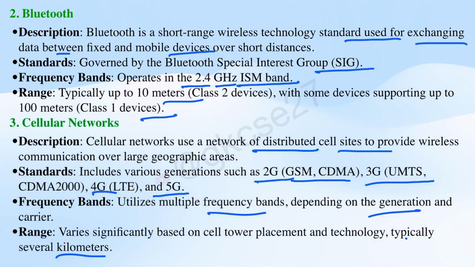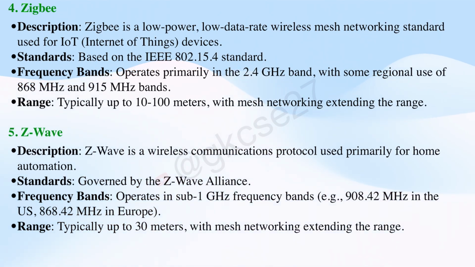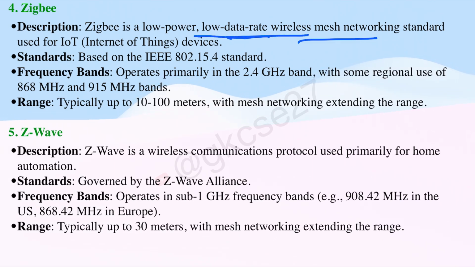Zigbee description: Zigbee is a low-power, low-data-rate wireless mesh networking standard used for IoT devices. So Zigbee is a low data rate wireless mesh networking standard. For example, at home, if there is some local network connection, then Zigbee will be used.